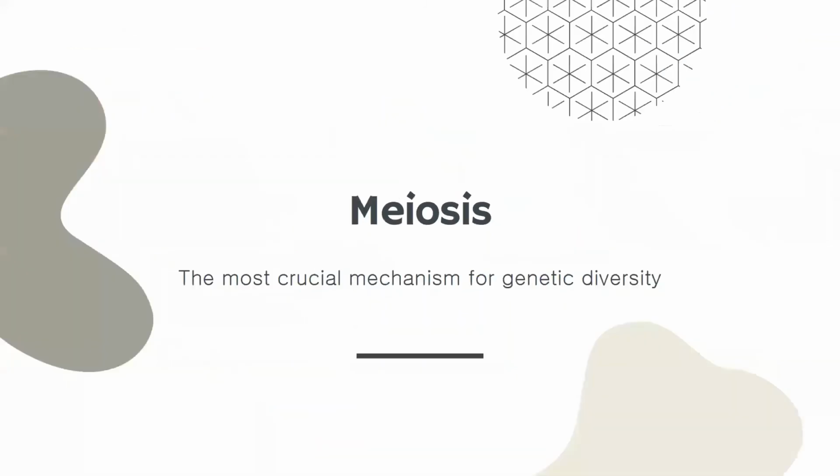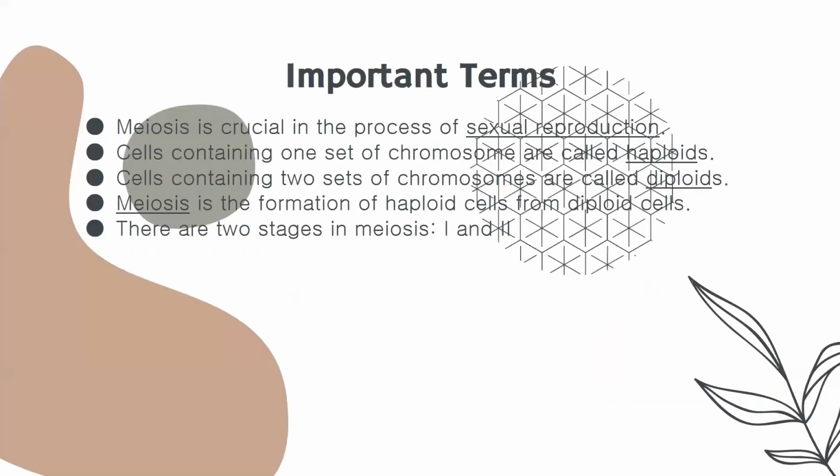Meiosis and genetic diversity. Meiosis is the most crucial mechanism for genetic diversity. Important terms: meiosis is a crucial process in sexual reproduction. Cells containing one set of chromosomes are called haploids. Cells containing two sets of chromosomes are called diploids. Meiosis is the formation of haploid cells from diploid cells. So before it was mitosis, correct? That cellular division process, mitosis, was the formation of two diploid cells from a single diploid cell. But this different process, meiosis, is the formation of four haploid cells from a single diploid cell.